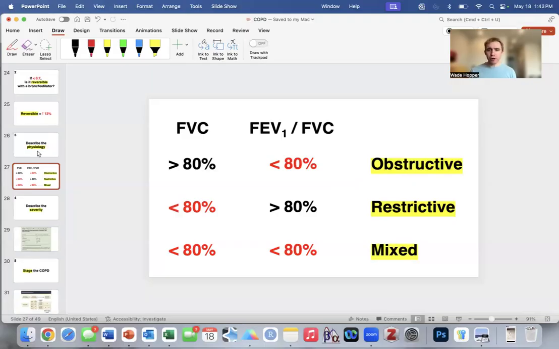In a purely restrictive physiology, your vital capacity is going to be down because you can't get as much air into your lungs, but your ratio will be preserved because there is no air trapping.